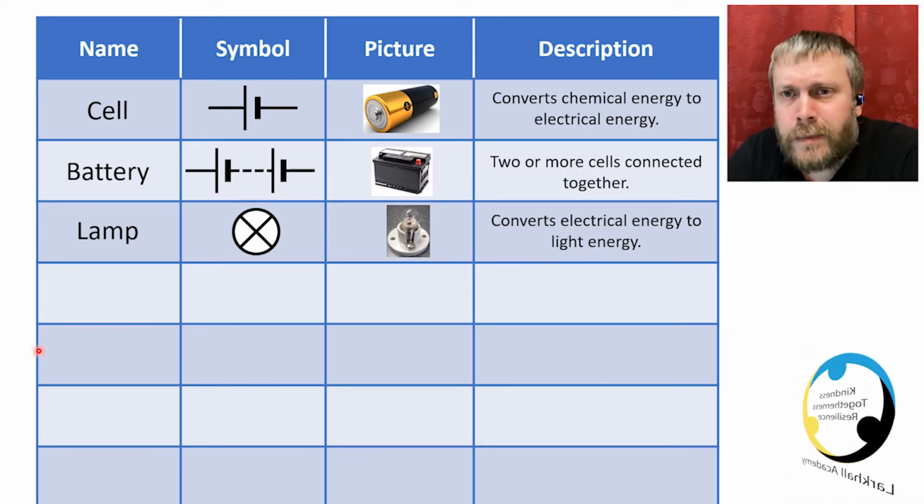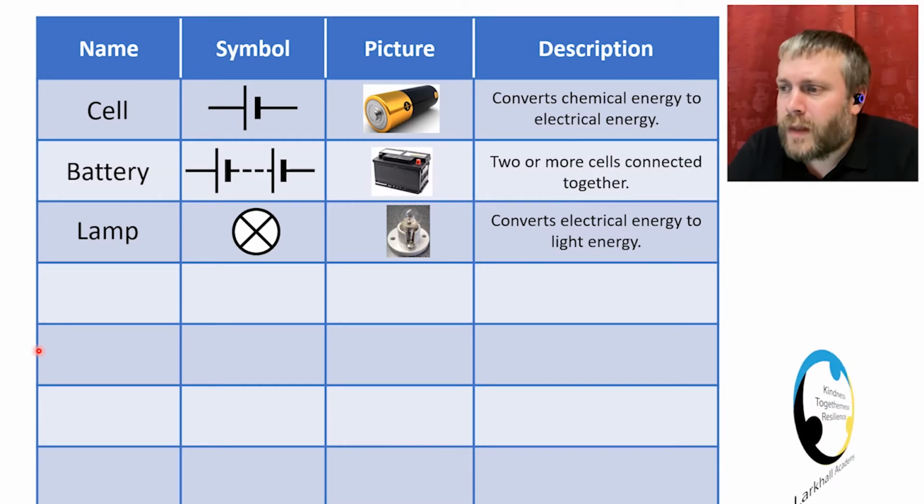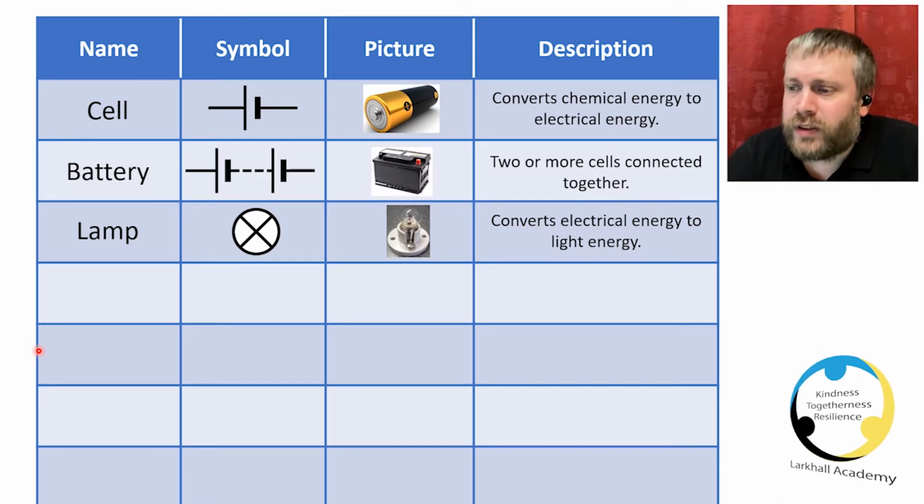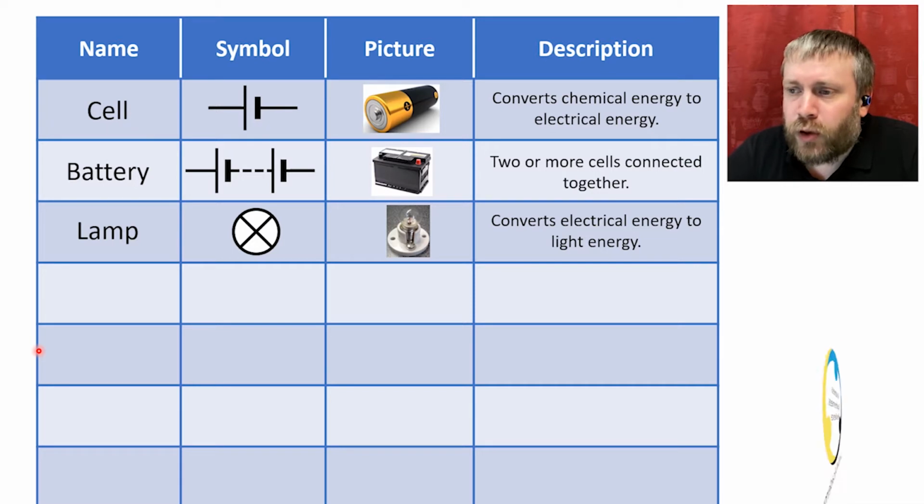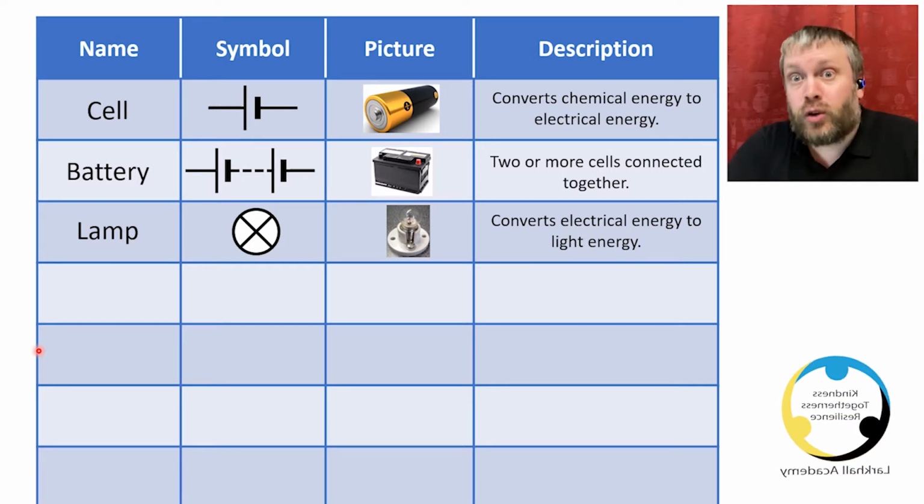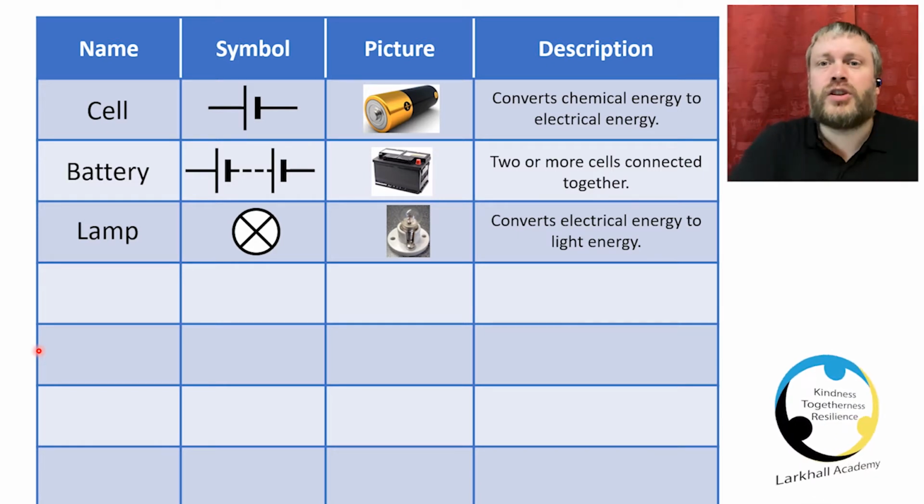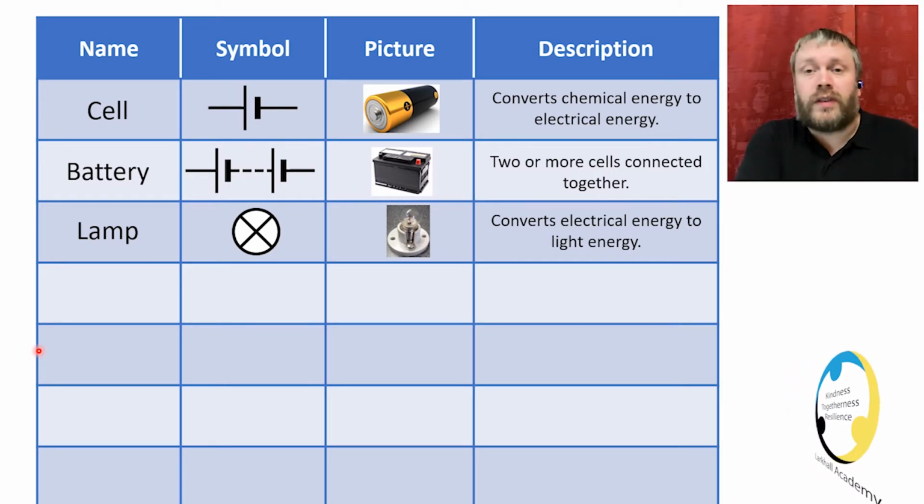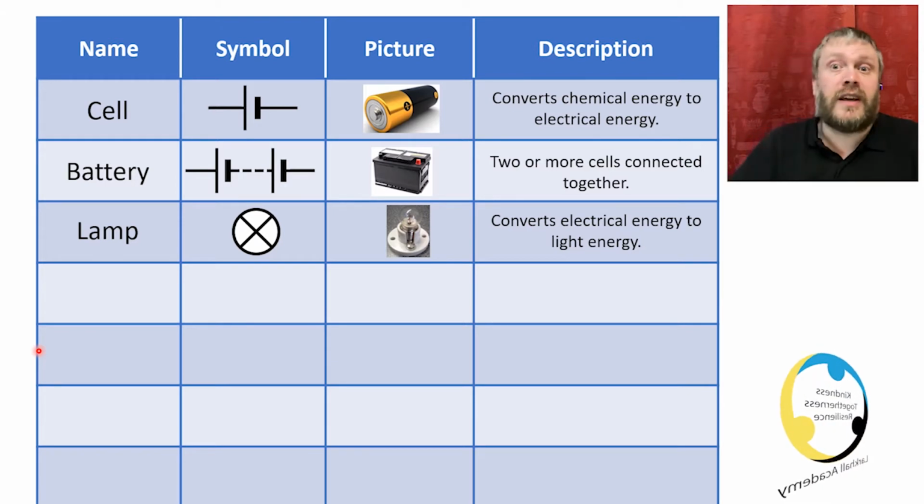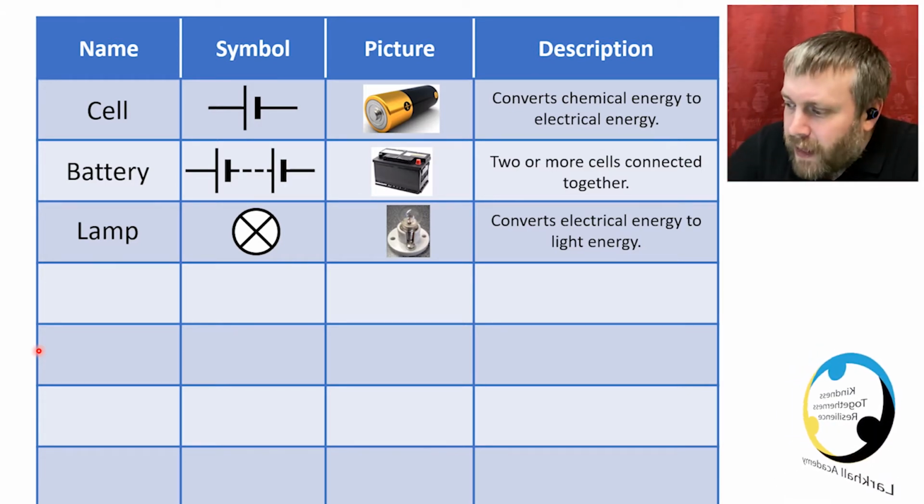You're going to come across a theme here where we're looking at the description of what these devices actually do. For the most part, we're going to look at them in terms of the energy. So do they convert, for instance, the cell converting chemical energy into electrical energy, or the lamp converting that electrical energy then into light energy. We can look at the next one.